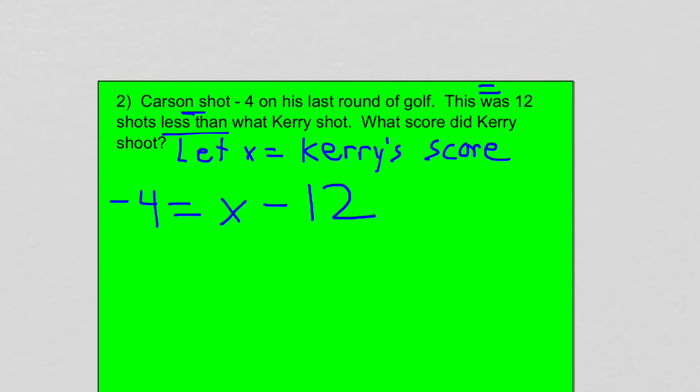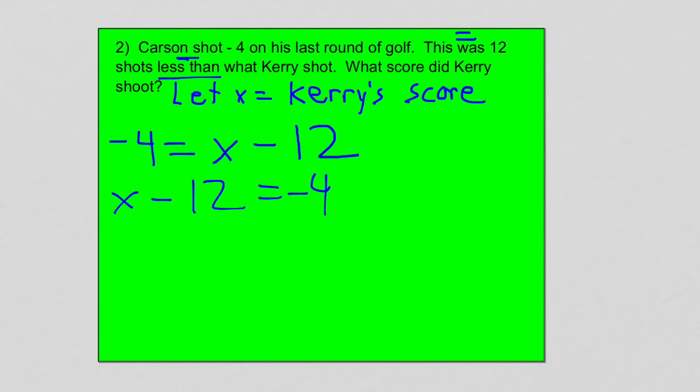And there's our math equation. Carson's score is equal to Kerry's score minus 12. To solve it, do the opposite operation on both sides, but some people like to reverse it and write it like this. Might be easier to write it like that. So add 12 to both sides. Do the opposite operation, add 12 to both sides.